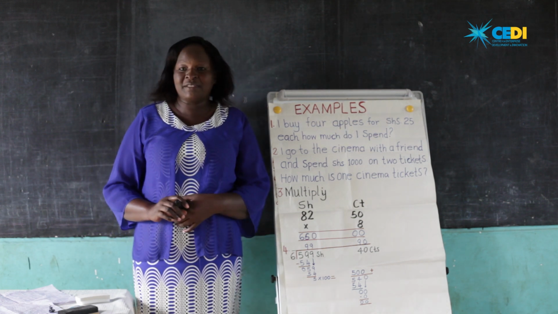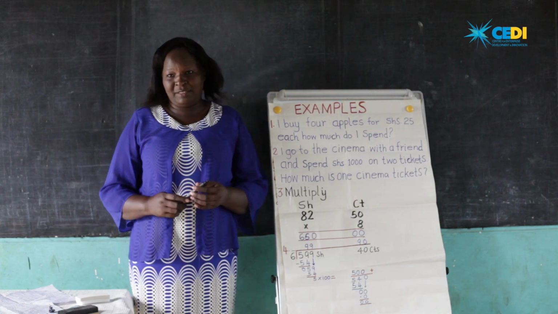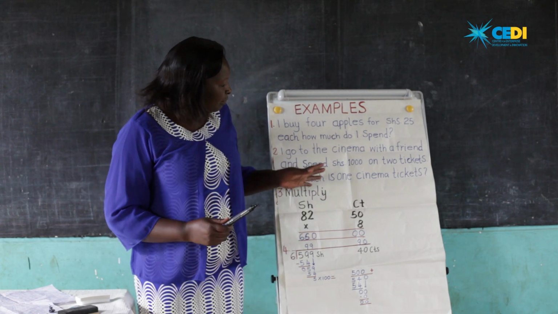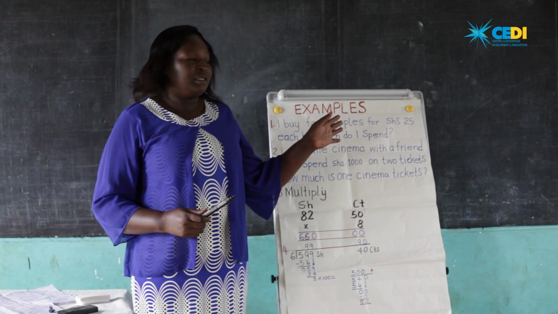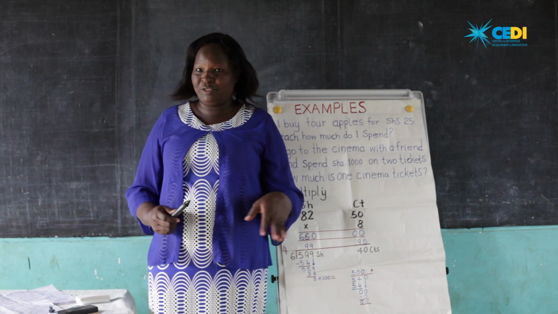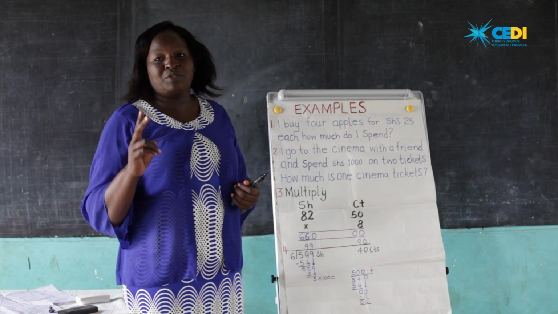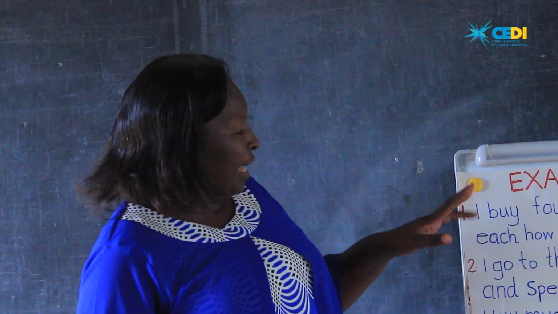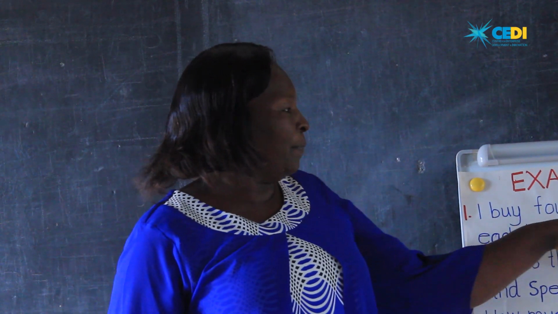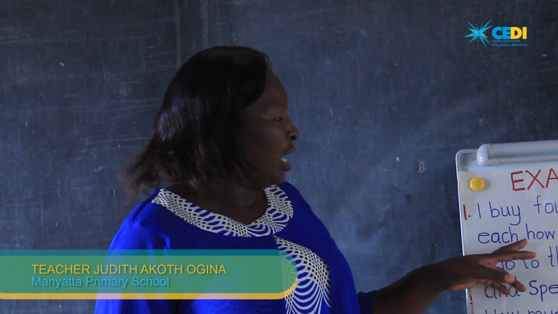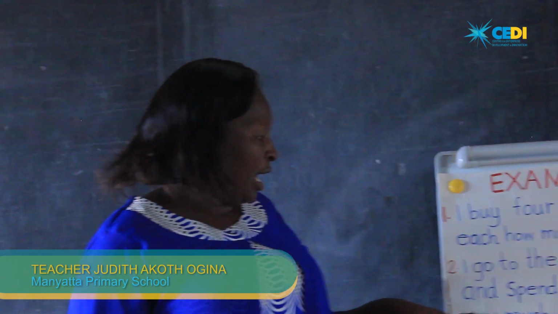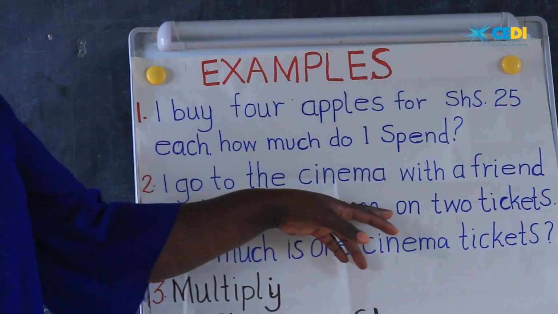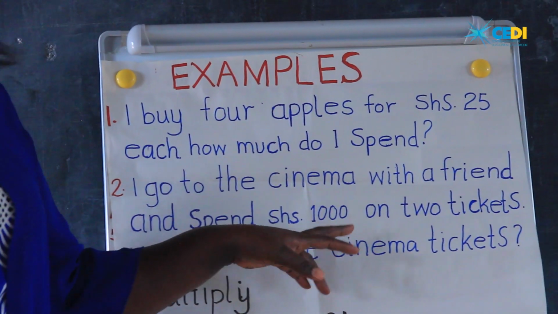So class, I would like to remind ourselves about certain words in word questions dealing with multiplication and division. If you remember, the first 2 questions I asked before we started our lesson. The first question I asked was, I buy 4 apples for 25 shillings each. How much do I spend? And our question number 2 was, I go to the cinema with a friend and spend 100 shillings on 2 tickets. How much is 1 cinema ticket?